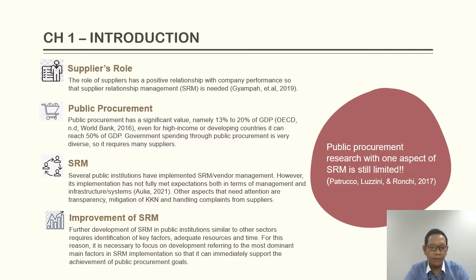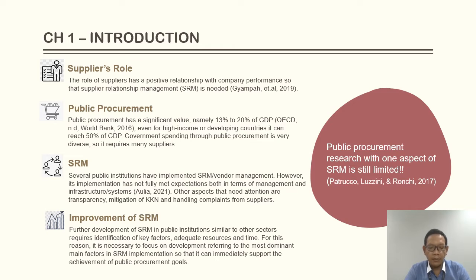We can see that in the manufacturing sector, many companies have thousands of suppliers. The large number of suppliers requires good management, known as supplier relationship management. How about in the public sector? We see data on government spending to suppliers through public procurement reaching 20% to 30% of GDP. In certain countries, it even reached 50%. As an illustration, with Malaysia's GDP of USD 380 billion, the expenditure for supplier reached USD 70 billion.